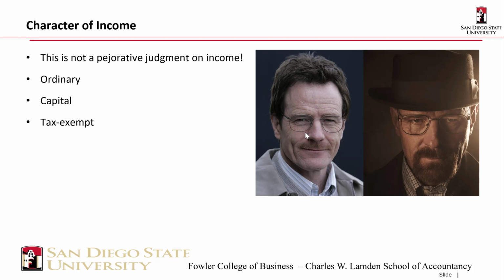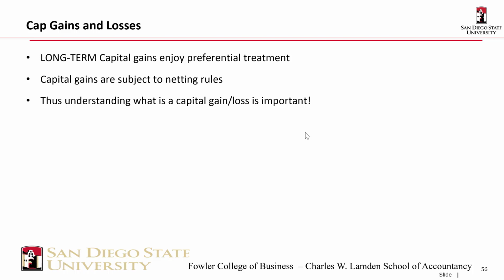So there's ordinary income. We think of that as largely wages and self-employment income. There's capital income, and we'll talk about that more in a second. And there's tax-exempt income, right? So that's income that's just not subject to tax. That's our favorite character because we don't have to pay any tax on it. So long-term capital gains, we know, enjoy preferential treatment, right? They have a lower tax rate. It can be as low as 0 on long-term capital gains.